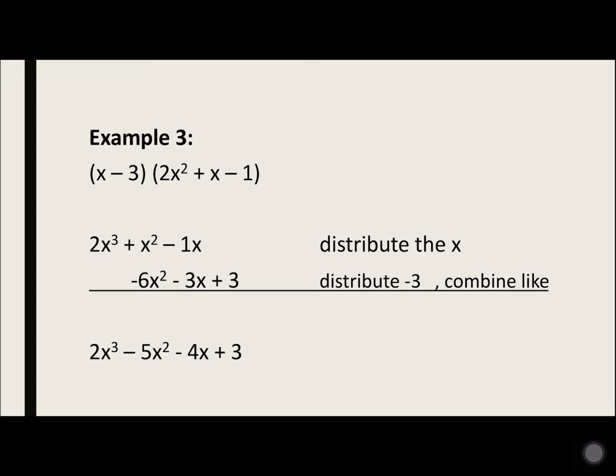Combine like terms. 2x cubed is the only x cubed. X squared minus 6x squared is minus 5x squared. Minus 1x minus 3x is minus 4x. Bring down your plus 3.